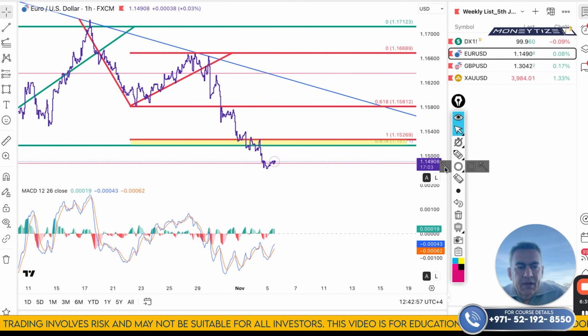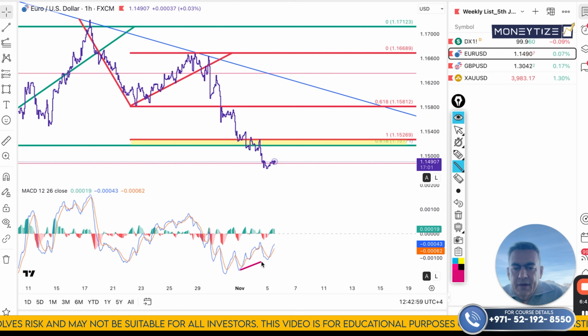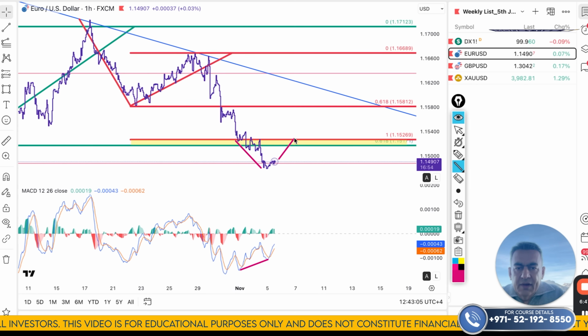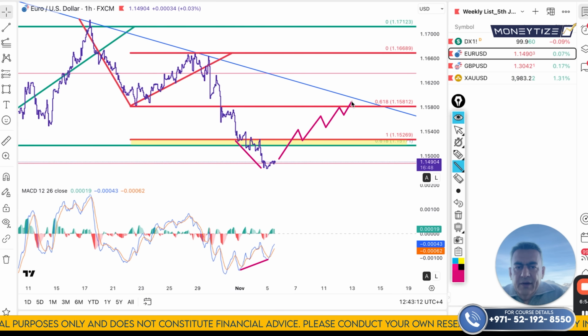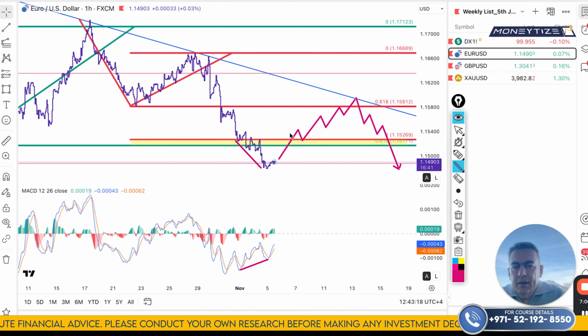Now on 1 hourly frame, I can see that sellers are exhausted because of bullish divergence. So a break above 1.1526 will take it higher towards 1.1581, a retest of the falling trend line and then continuation lower. So short-term pullback and then continuation lower.